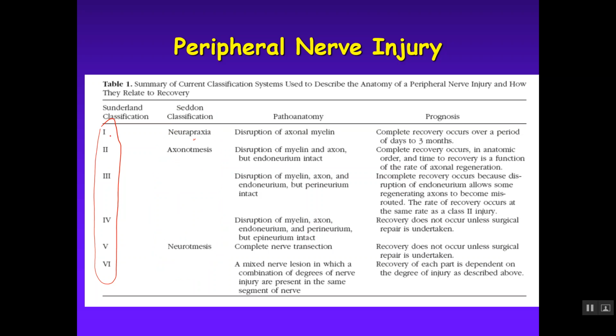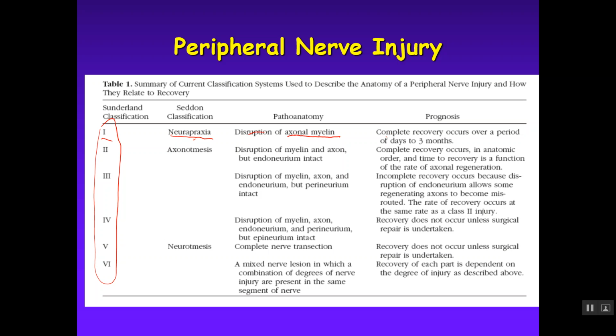So Sunderland classification 1, which is also called a neuropraxia, is just some kind of limitation or effect of the nerve. A neuropraxia is where only the axonal myelin is disrupted. This would cause a myelinopathy. So a neuropraxia is the same thing as a myelinopathy. Just the myelin is damaged. So the axonal myelin is disrupted.